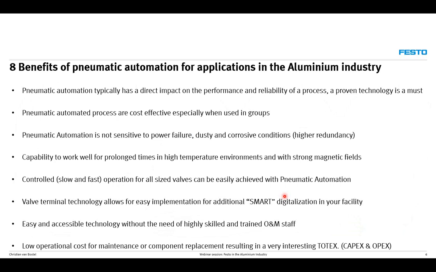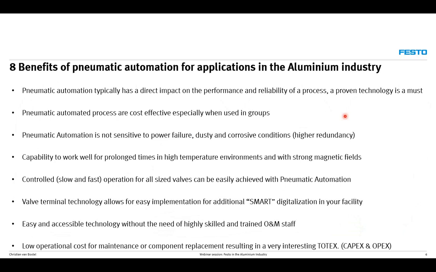Besides that, and these typically go hand in hand, is a cost-effective process. At the same time, we are working on reliability and enhancing performance, but we want to do that at the lowest possible cost. This is where pneumatic automation also provides a really good benefit, especially when there's a high density of products combined in a center, where we can combine certain functions in, for example, control cabinets, which we'll explain later on.